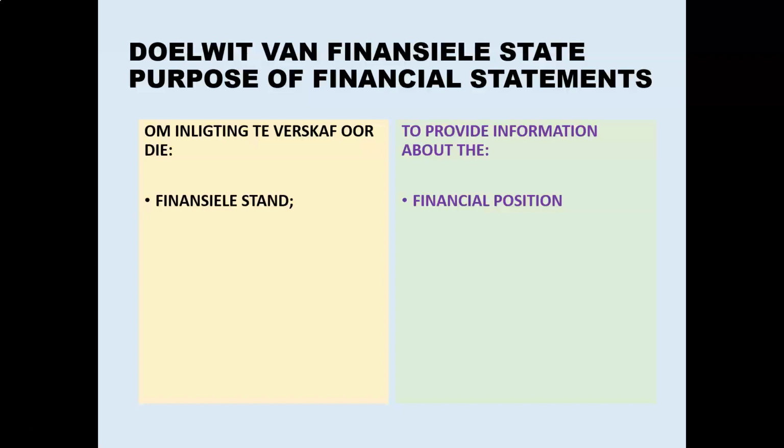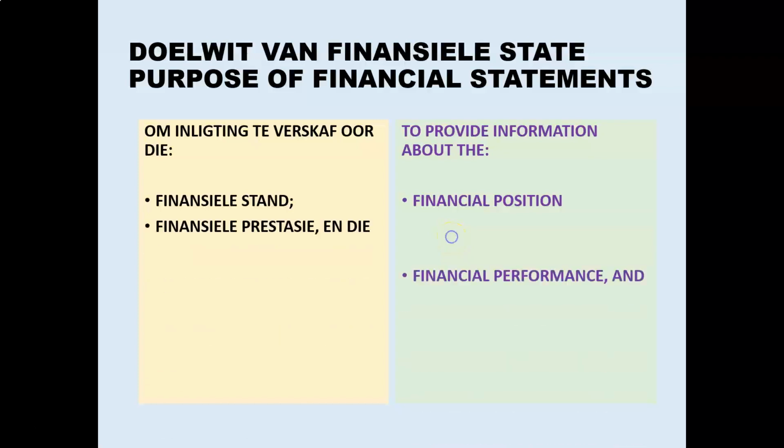Now, we know that the financial position is in the statement of financial position, and it is as at a certain date, and that is a reflection of the asset position of the company. How much assets does he have? What type of assets does he have? And what is the value of the assets? All the liabilities of the entity are also reflected in the statement of financial position, as well as the equity. The equity will then represent the total wealth of the entity, which belongs to the owners of the entity.